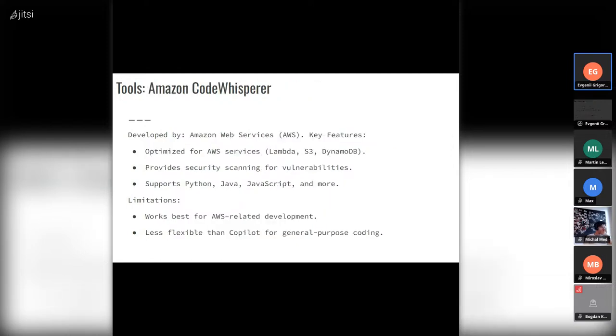Another tool is Amazon Code Whisperer, which is mostly used for the optimization of Amazon Web Services. It was made by Amazon Web Services, and its main benefit is that it works with it, but it doesn't work so well if you are using something that is not AWS related.